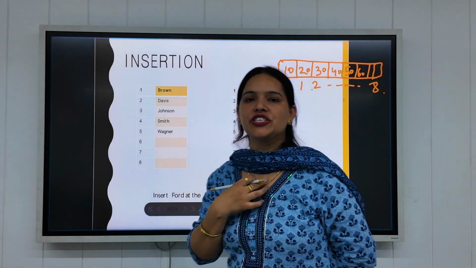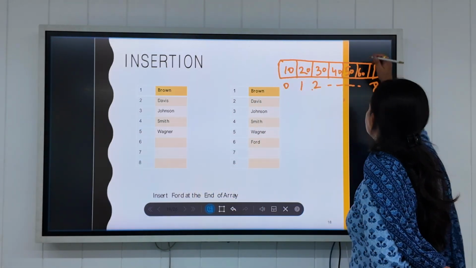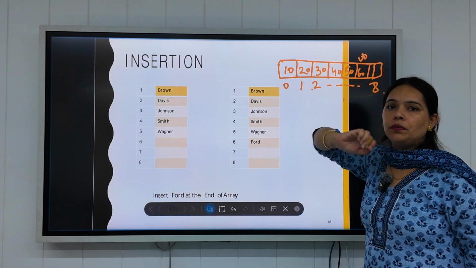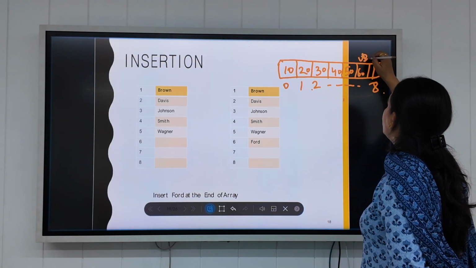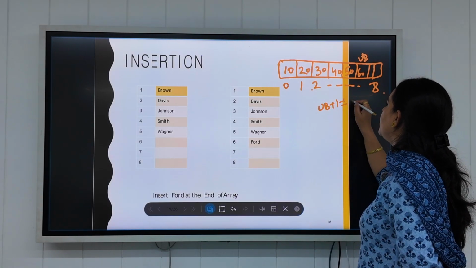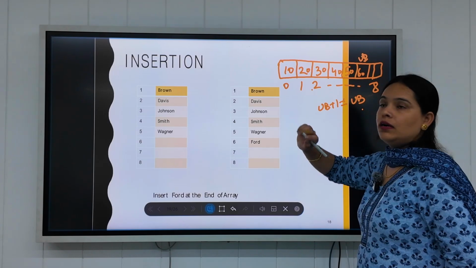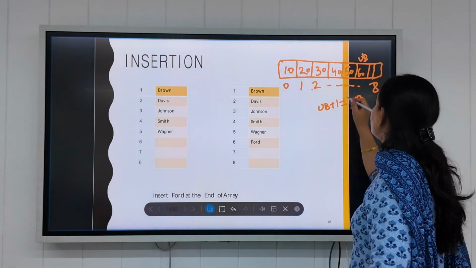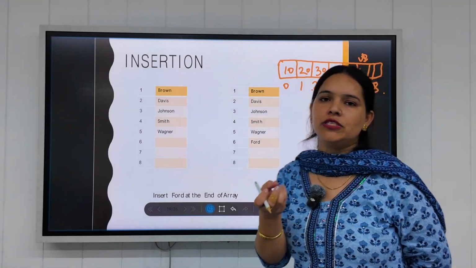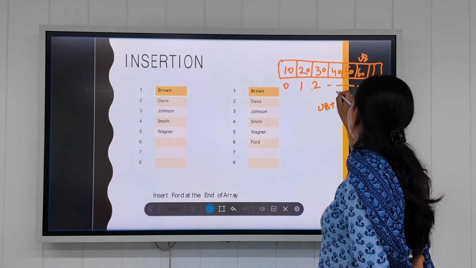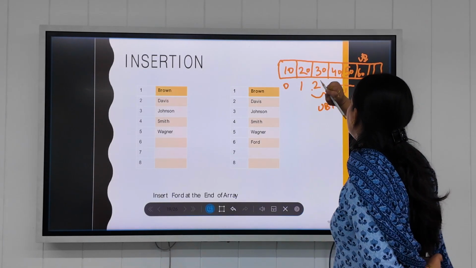For insertion at the beginning, we will shift this value. This is the upper bound at the moment. We will shift this upper bound value to UB plus 1. That means UB plus 1 will contain the UB value. Every value is moved toward the plus 1 location. And what about the counter variable? A variable which backtracks the index value will decrement by 1 as the value is shifted by 1.